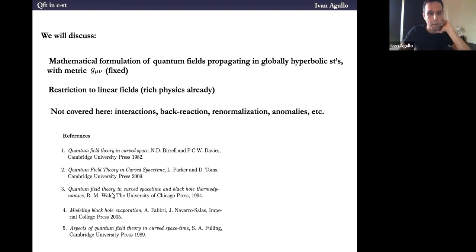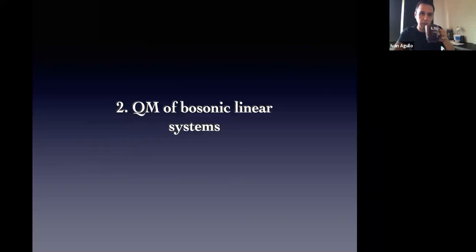Okay, so the first part of this course: quantum mechanics of bosonic linear systems. And with quantum mechanics, I mean systems with finitely many degrees of freedom. So this is like a bunch of oscillators, if you want, possibly time dependent. The first question you can ask me is why I came to a quantum gravity school to discuss the harmonic oscillator. What are we doing here?